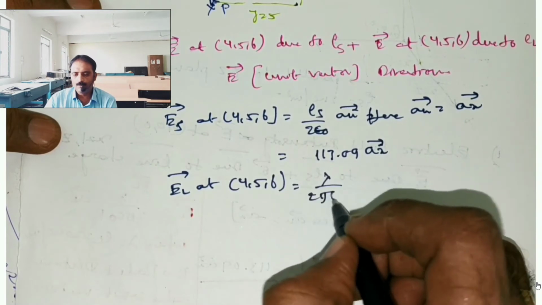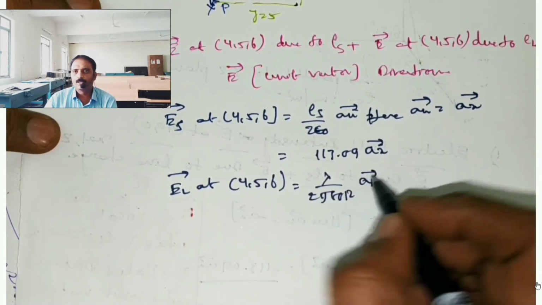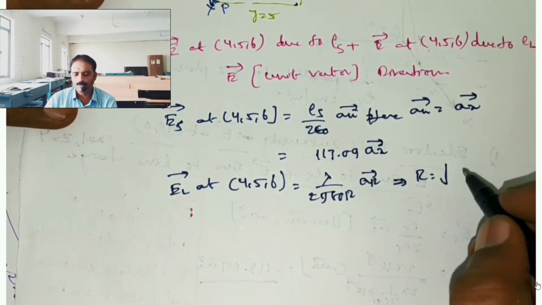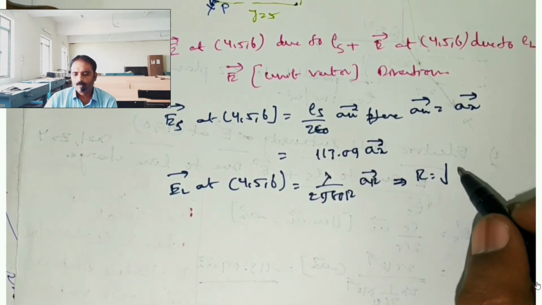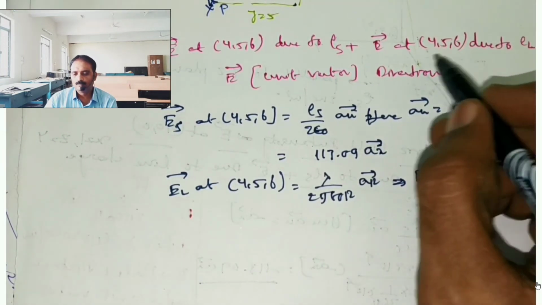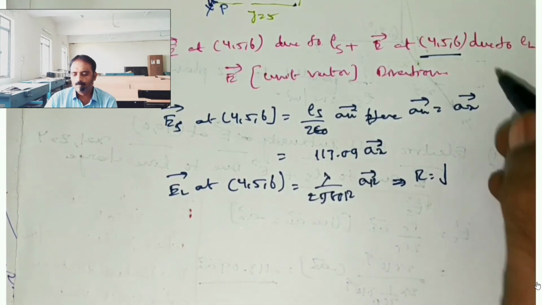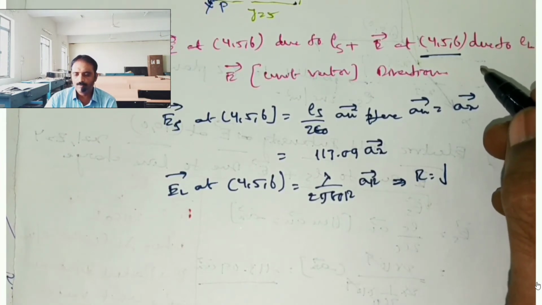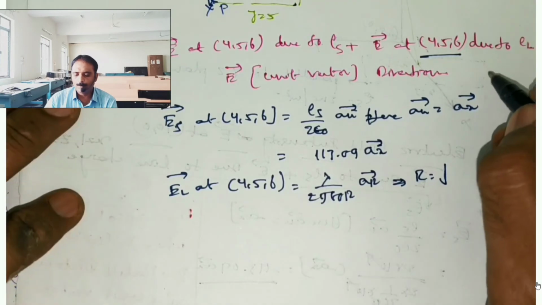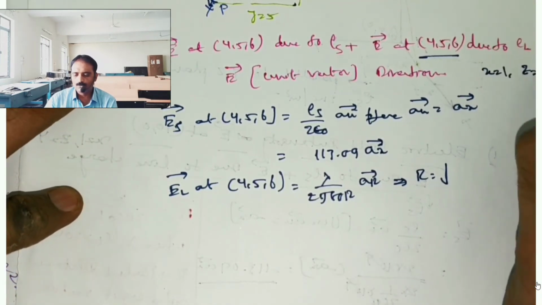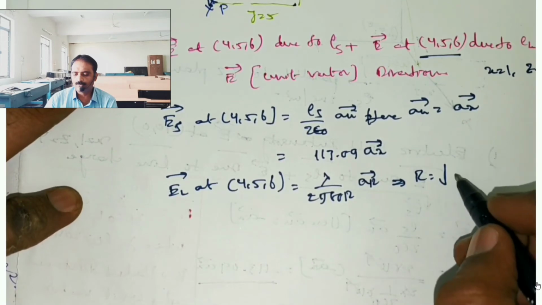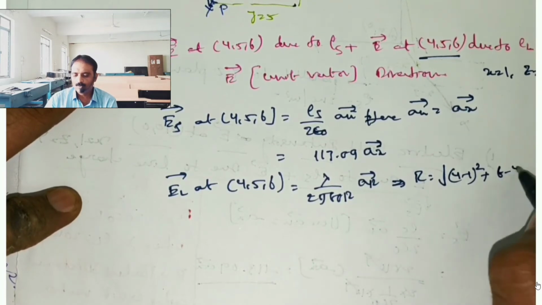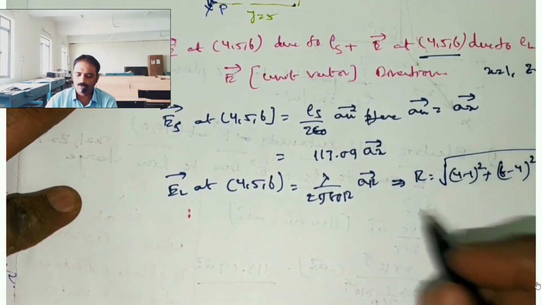Here the magnitude of R will be equal to square root of, here the point will be 4 comma y comma 6. So 4 minus 1 whole square plus the y coordinate will be 0, because the line charge is going to be in the x and z planes, and the y coordinate will not be applicable here. So square root of 4 minus 1 whole square plus 6 minus 4 whole square, which is going to give us square root of 13.